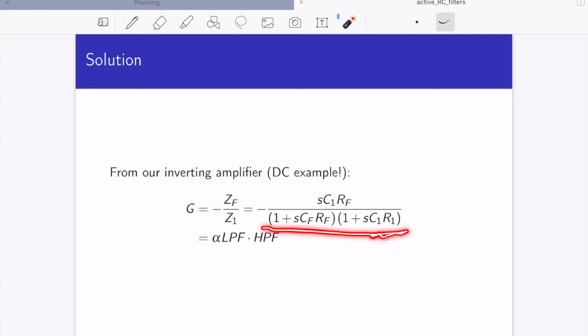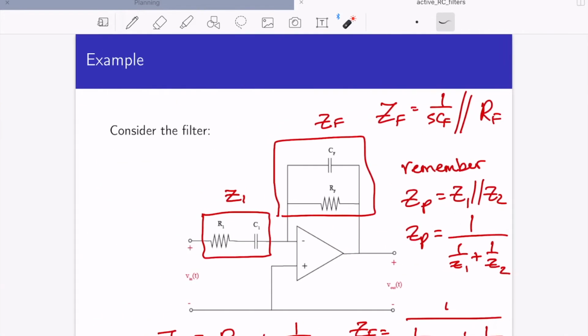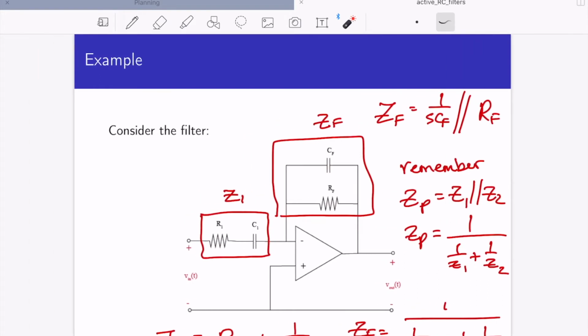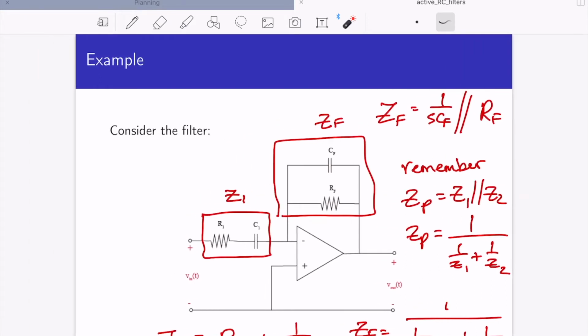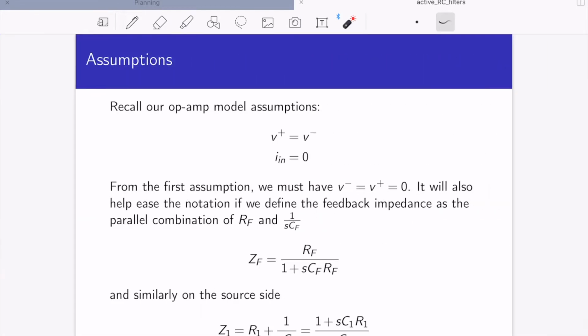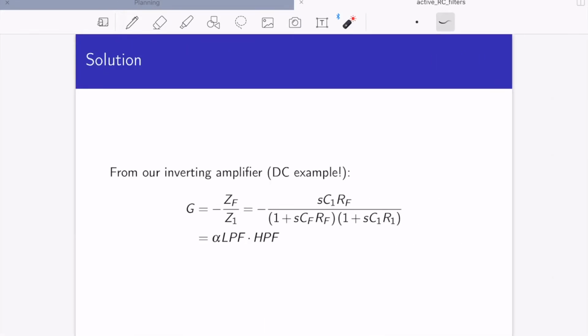Write your equations. If you write your equation here, you can do each of these independently if you want. You will still come up with the same answer. So this just gives you more ways to work the same problem. Feel free to do that to get a little more experience. When you plug in ZF and Z1, we end up with this as our gain.